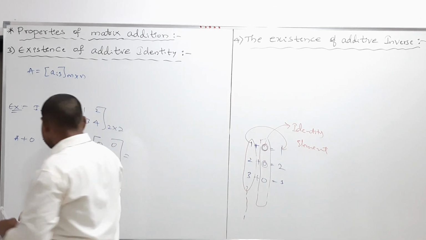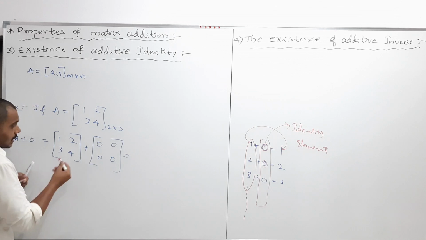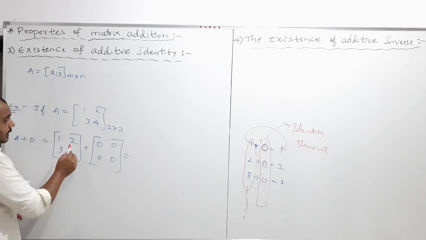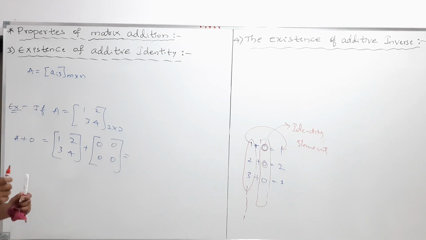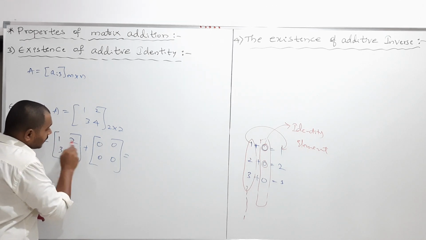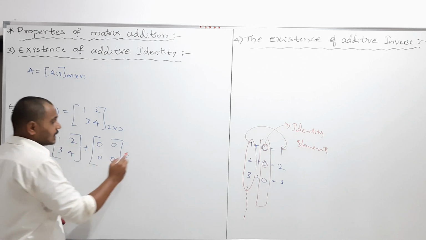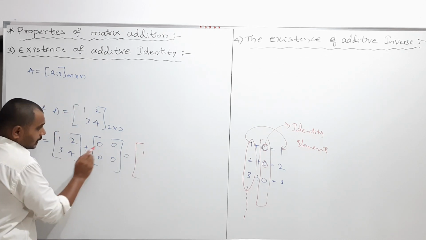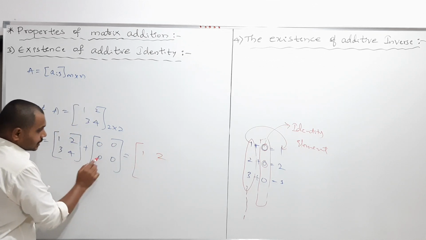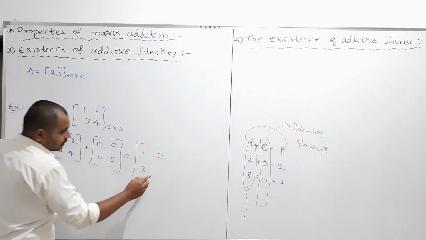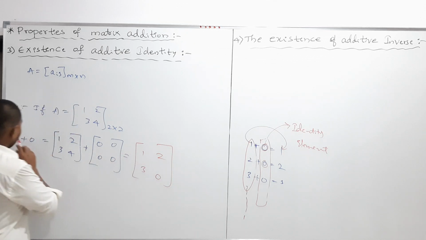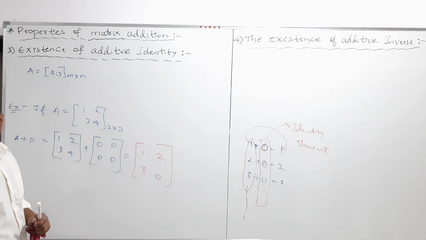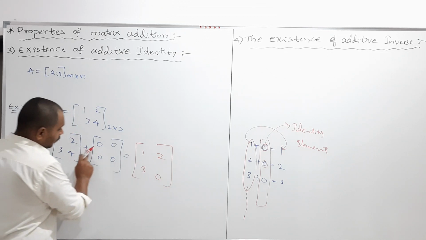If you add this, you will get 1 plus... How to add two matrices? The addition of two matrices is done by adding their corresponding elements. Therefore, 1 plus 0 is 1, 2 plus 0 is 2, 3 plus 0 is 3, 4 plus 0 is 4. So this is the A plus 0 value. Is it, my dear students?